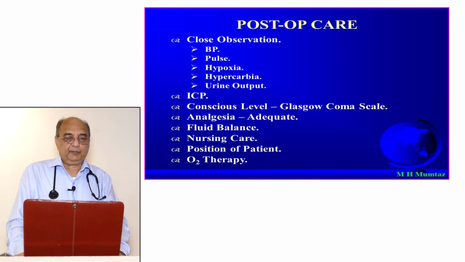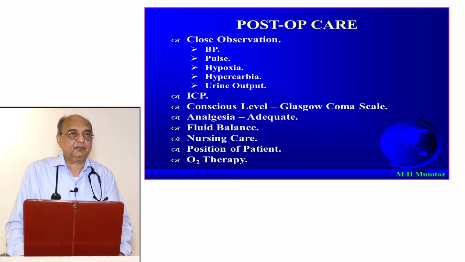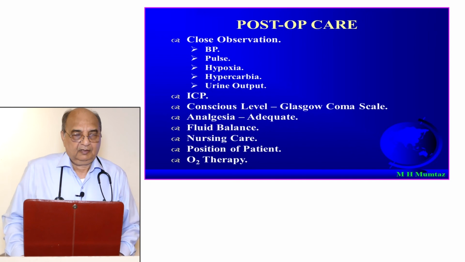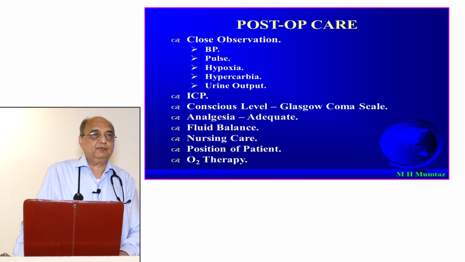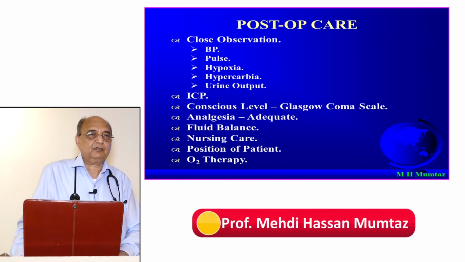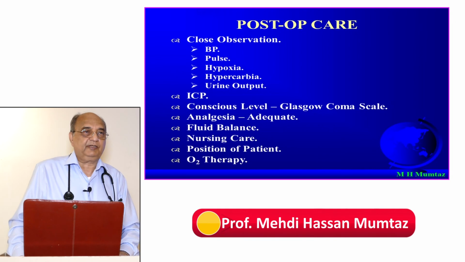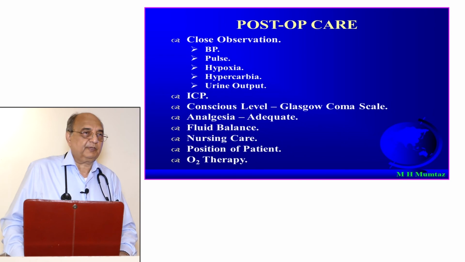Close observation of blood pressure, pulse, hypoxia, hypercarbia, and urine output per hour. Normal urine output is 1 ml per kilogram per hour, and that is a normal production. When it goes down to 0.5 ml per kilogram per hour, we label it as oliguria. Any patient in the hospital should produce more than 0.5 ml per kilogram per hour. If they don't, then scrutinize the patient whether it is a pre-renal, renal, or post-renal problem.